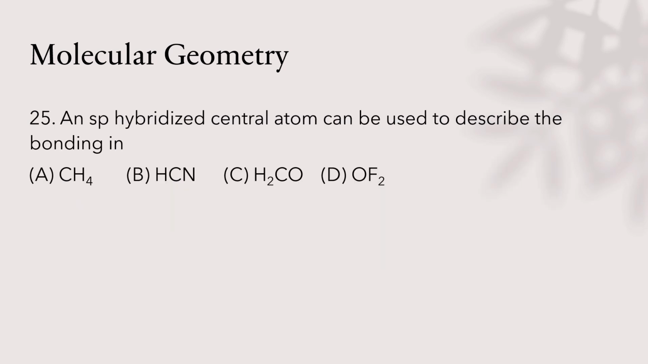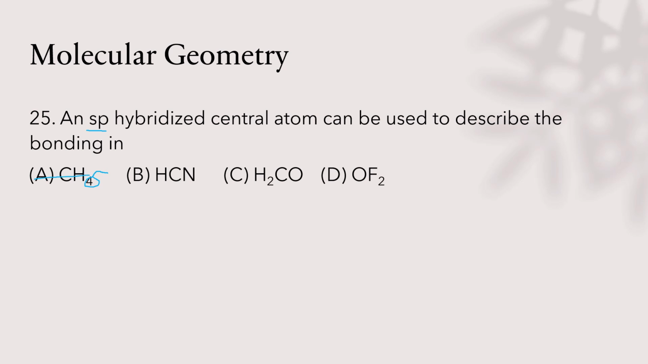I'm going to throw another one in there. So here we have: an sp hybridized central atom can be used to describe which one of the following? All right, so sp, what did sp mean? How many things could be around the central atom? Two. Okay, so let's look at choice A. How many are around the central atom in choice A? 4, so that's not right. That's going to be sp3 hybridized.